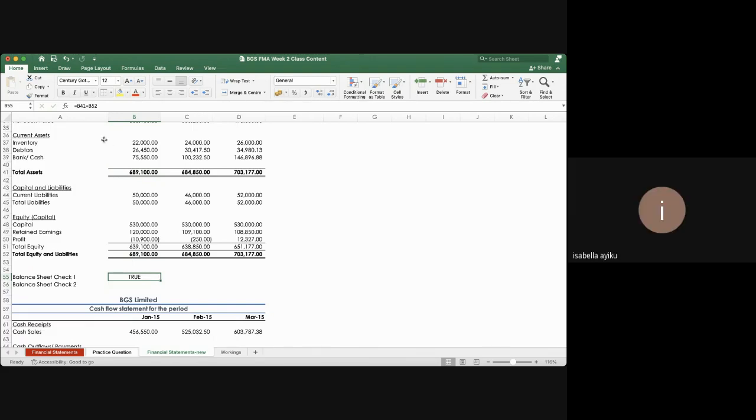So I am just telling Excel that B41 is equal to B52. It is true that B41 is equal to B52, so it has returned true. Let me intentionally change this to 700,000. It has changed to false. Let me undo. So that's it, just this simple thing. I drag it to the end. So that's the first approach.